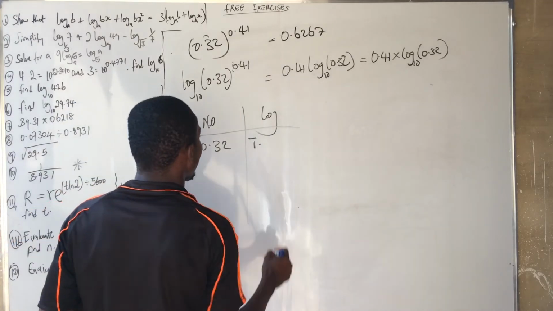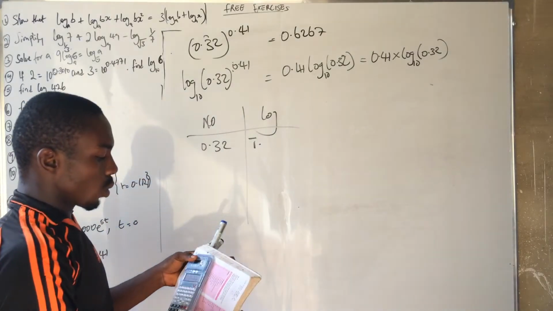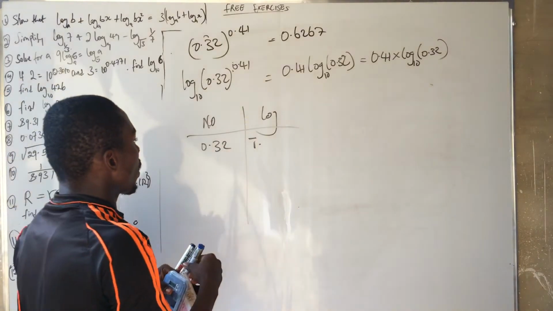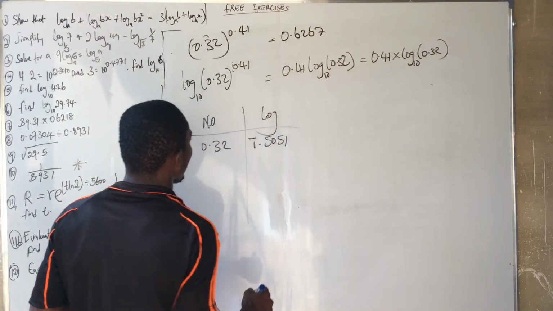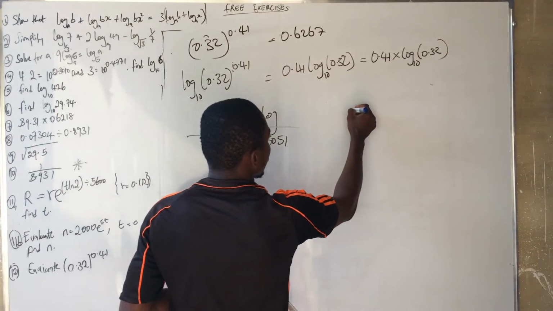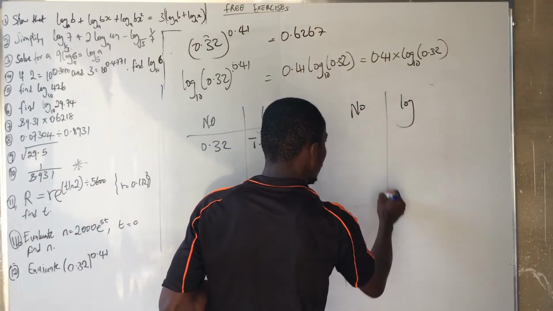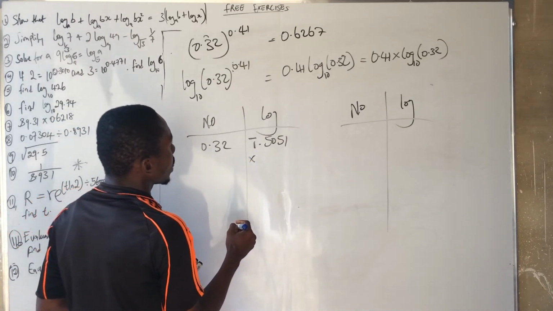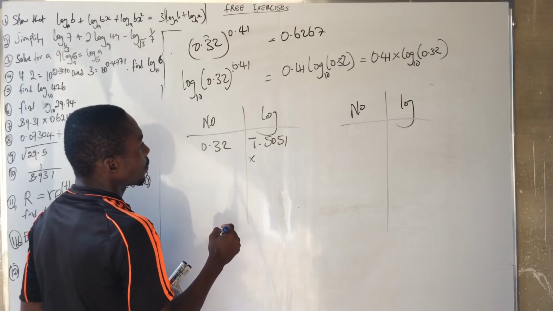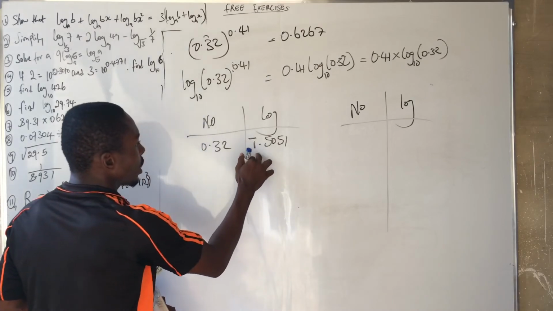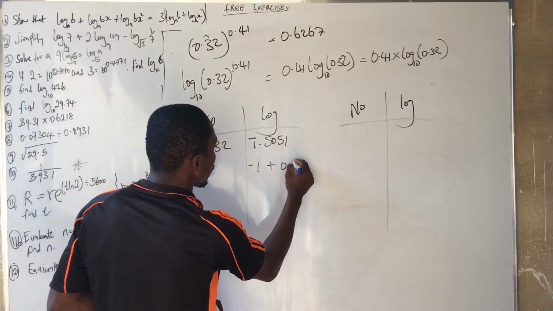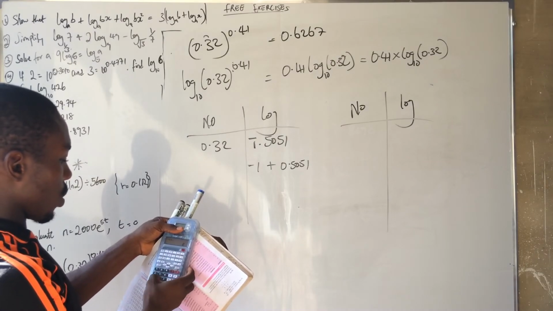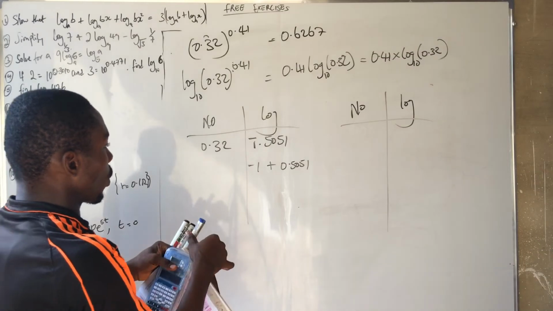So bar 1, I now look for the log of 32 under 0, which is 0.5051. What is the next thing I'm going to do? Okay, I'm going to solve this using two methods. Let me not use that method. This now is negative 1 plus 0.5051. So I'm going to do negative 1 plus 0.5051.